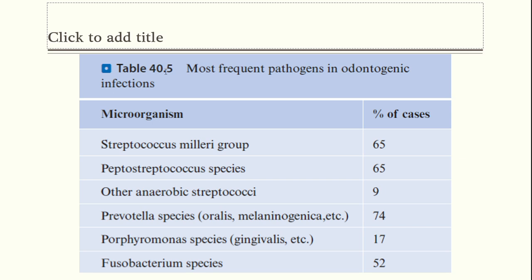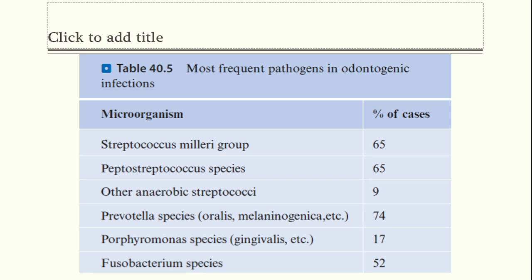The most frequent pathogens are usually the Streptococcus milleri group and the Peptostreptococcus species, about 65%. The Prevotella species, oralis, melaninogenica, 74%.